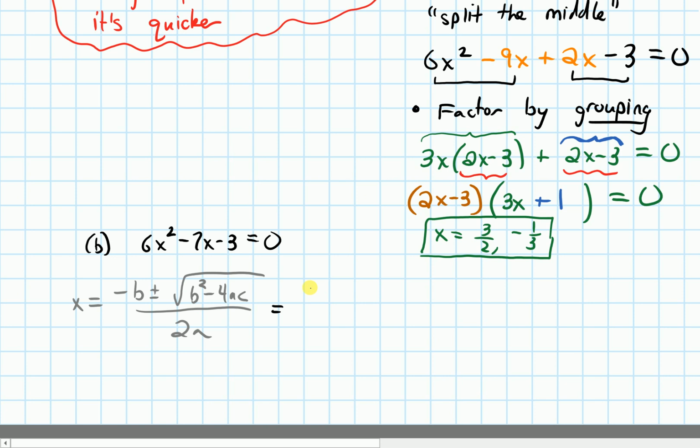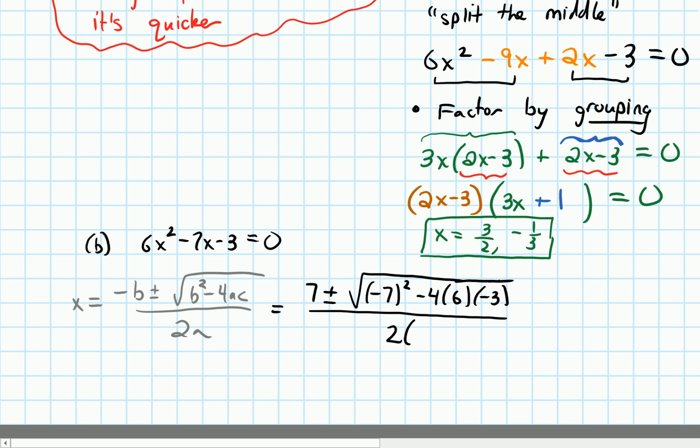So -b will give me +7 plus or minus the square root of, so b squared is going to be -7 squared. And then we'll have -4 times a, which is 6, and then c is negative 3, all over 2 times a. So all over 2 times, and then a is 6. In fact, let me write that better in this general formula. All right, and now let's simplify this. So we have 7 plus or minus the square root of, so negative 7 squared, that's 49. And then negative 4 times 6 times negative 3 is going to be positive 72, all over 12.